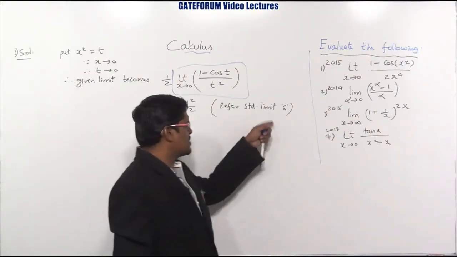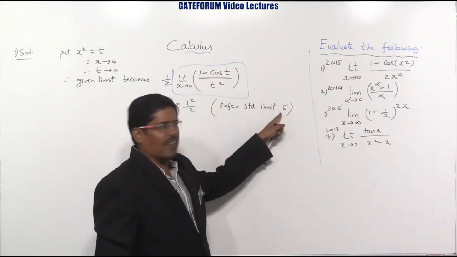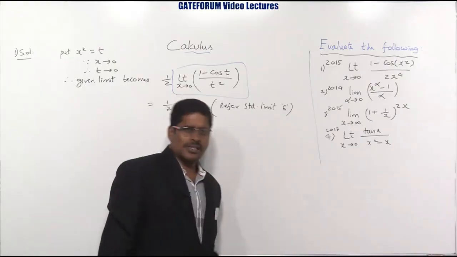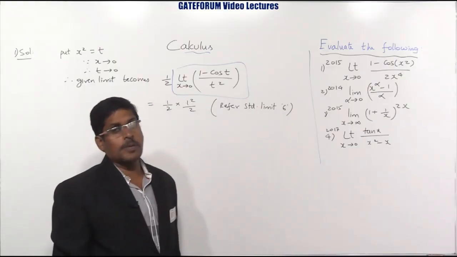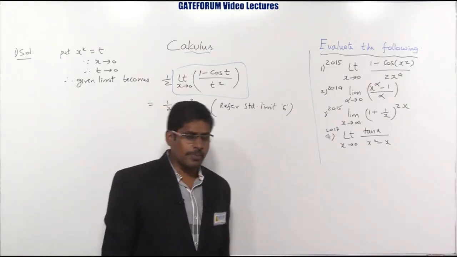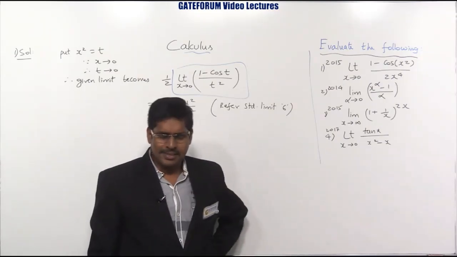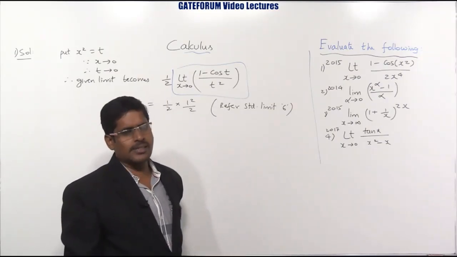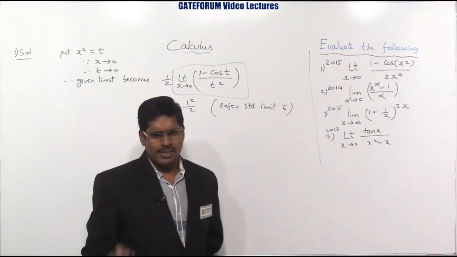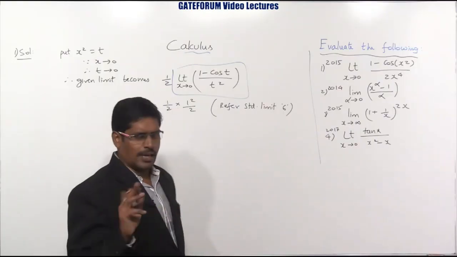So I may forget that order, either standard limit 5 or 6. Please check. One is x power n, a power n. Second one is e power x minus 1 by x. Third one is a power x minus 1 by x. Fourth one is ln x by x, sin x by x, cos x by x. Seventh one is x power 1 by x. Fifth, sixth, I may change.